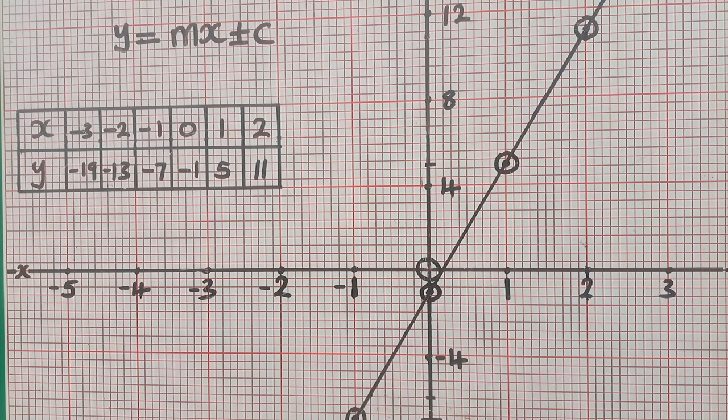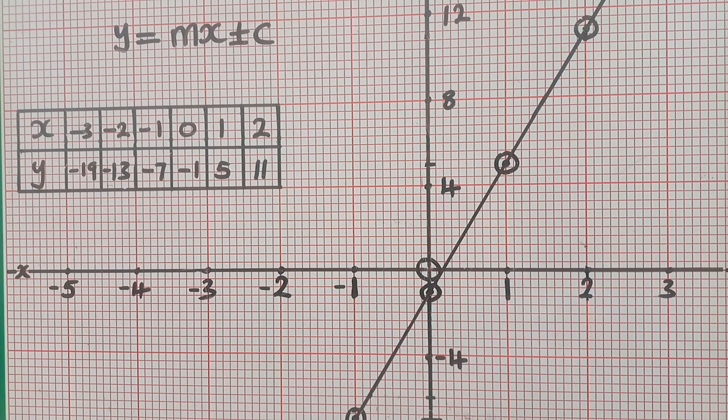To derive the equation connecting them, we first take note that the graph we have plotted from the line of best fit is a straight line graph. If it had been a curve, a different scale would have been used from the one we propose to use right now. But because this is a straight line graph, we intend to use this equation: y is equal to mx plus or minus c.